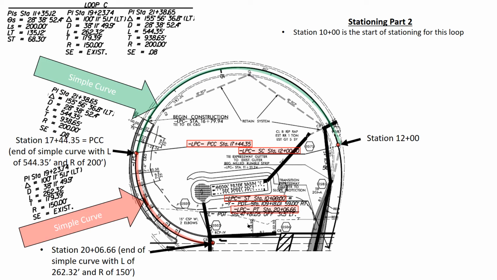Let's take a little closer look at the stationing. So we talked about that station 10 was the start of the station for the loop. The first simple curve has a PI of station 21 plus 38.65. They were given that in the curve table, and we show it here with the simple curve that's in green. And the second curve has a PI station of 19 plus 23.74. So how is that possible? The first curve you encounter as we're moving along and moving up in stationing has a PI station that is larger than the second simple curve. So let's take a look at why that happens.